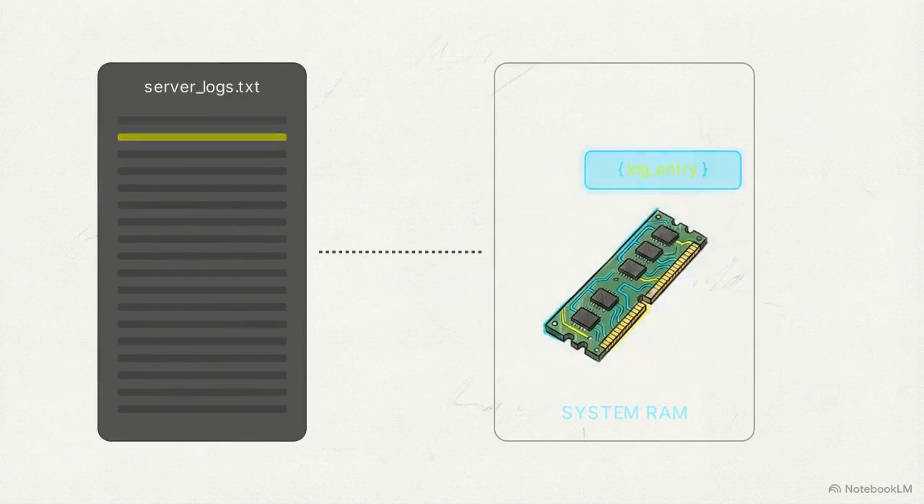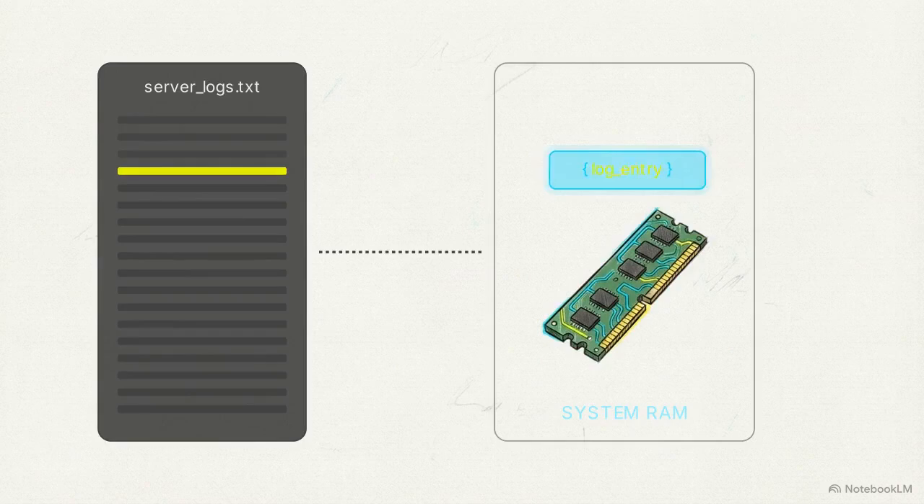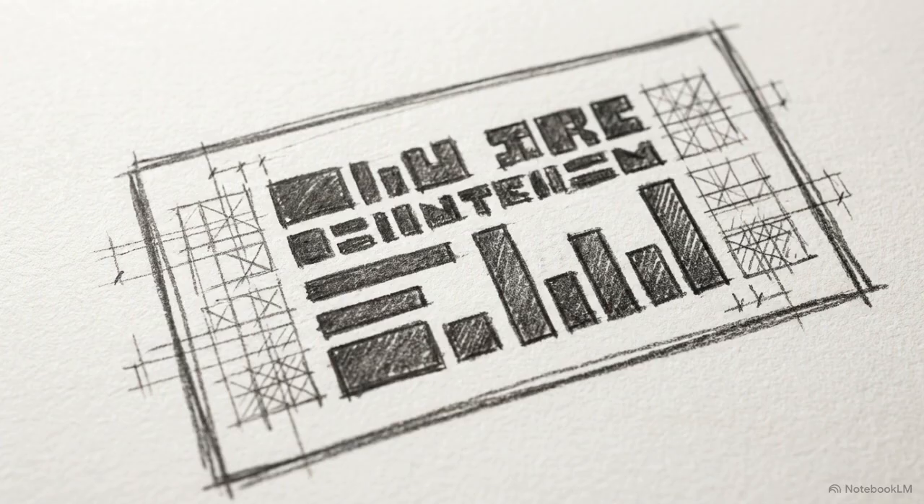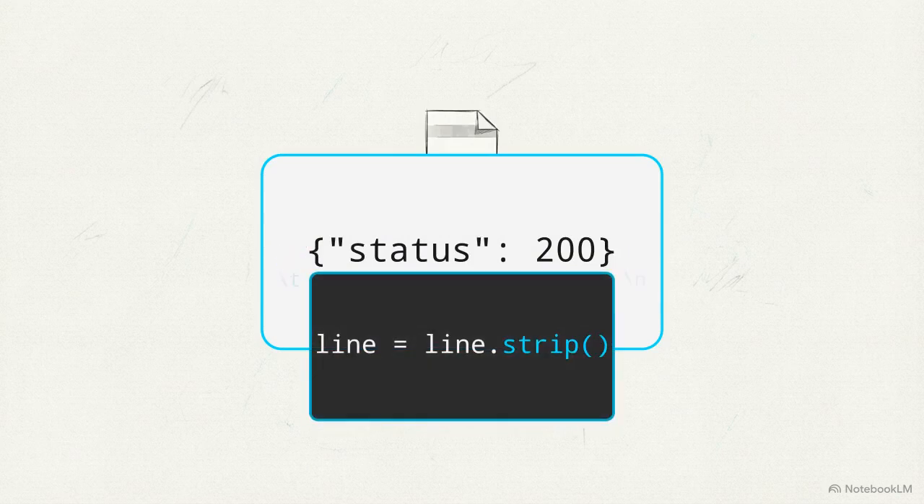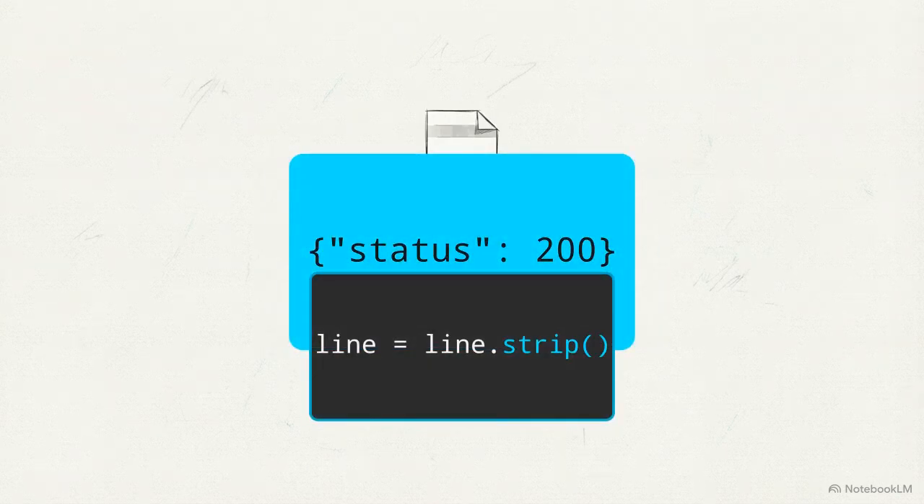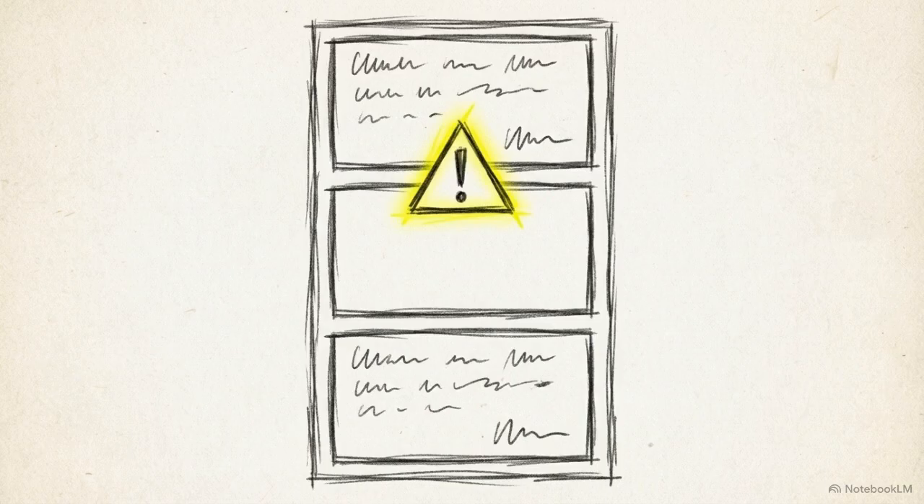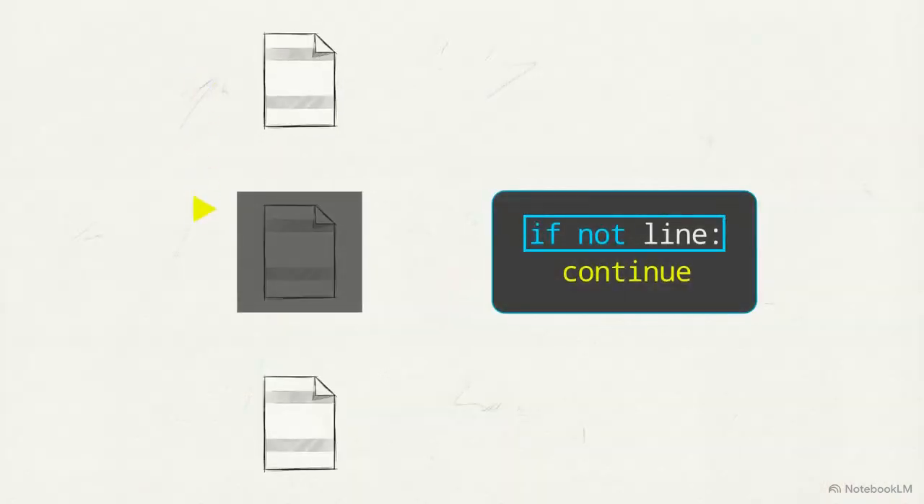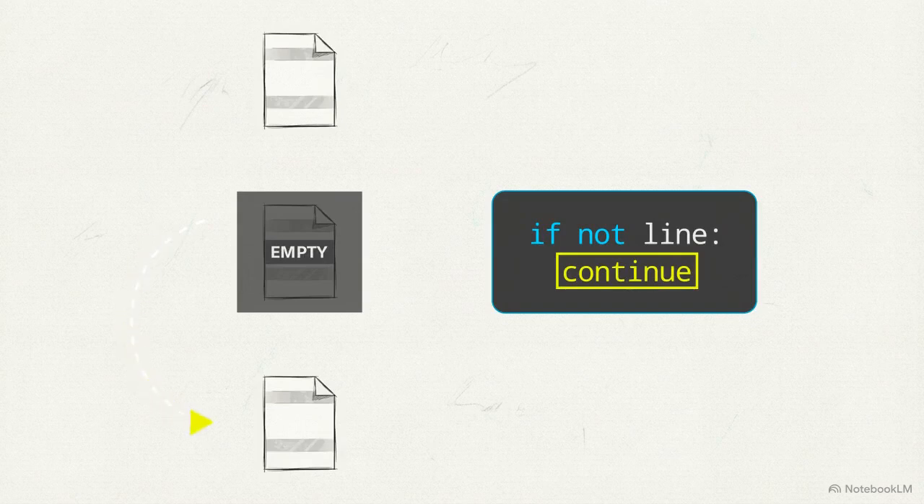Next, we establish a loop to iterate through the file one line at a time. This keeps our memory usage low, as the script never needs to hold more than a single log entry at once. Log entries often contain trailing whitespace or newline characters. We use the strip method to remove these from the edges of our data before processing. We also need to account for blank lines, which can cause errors during parsing. Adding if not line: continue tells the script to skip over any empty entries and move to the next valid line.